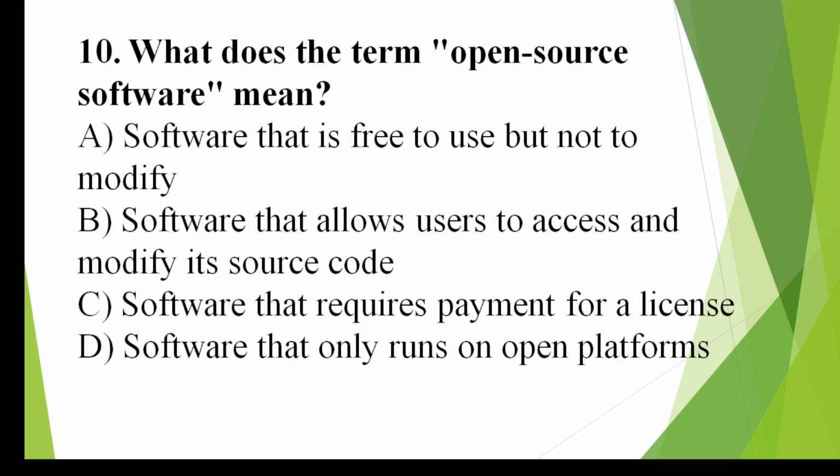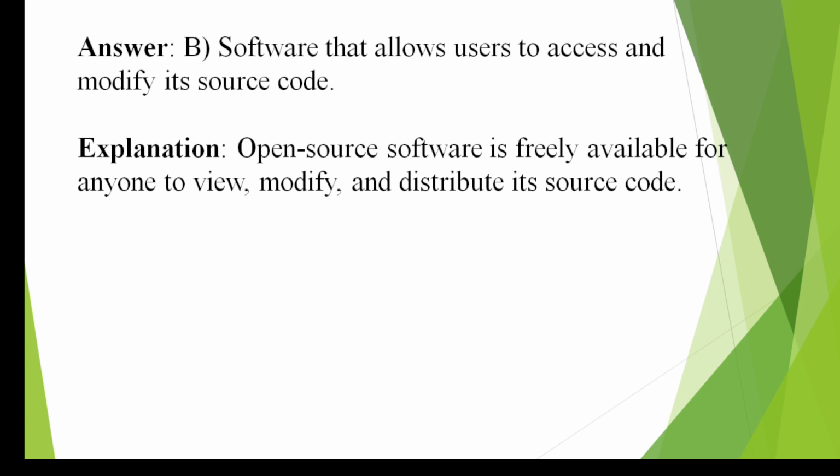Let's move to question number 10. What does the term open source software mean? A. Software that is free to use but not to modify. B. Software that allows users to access and modify the source code. C. Software that requires payment for a license. D. Software that only runs on open platforms. The correct answer is B. Software that allows users to access and modify the source code. Open source software is freely available for anyone to view, modify, and distribute its source code.